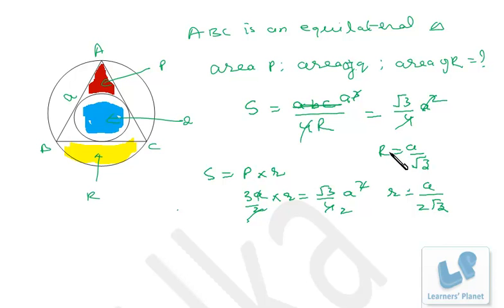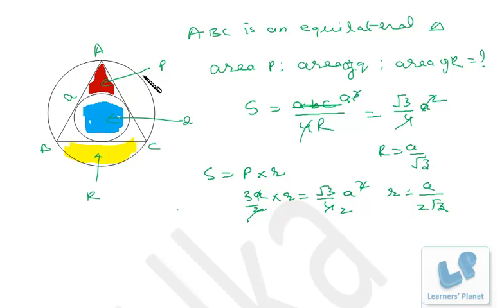The ratio between circumradius and inradius is 1:2. That means inradius is 1 upon 2 of circumradius, in case of an equilateral triangle I am talking about. Okay, that means precisely circumradius is double of inradius. Okay, so now we got everything. Now we have to find out the area of all the three regions.